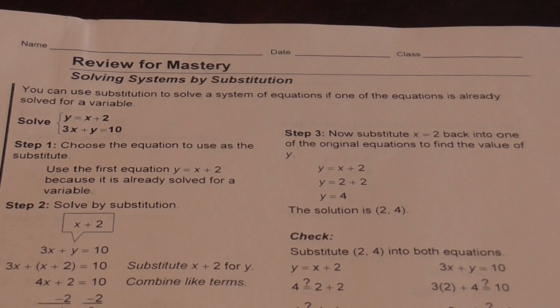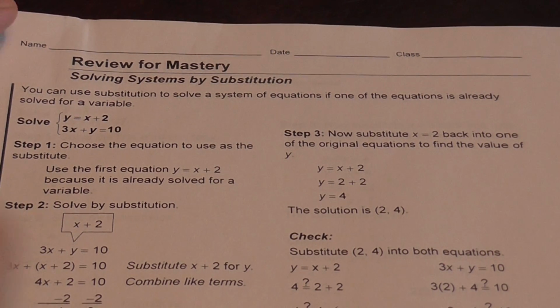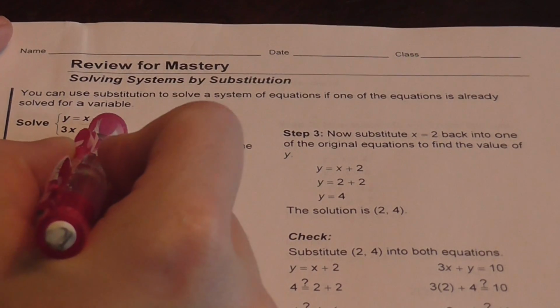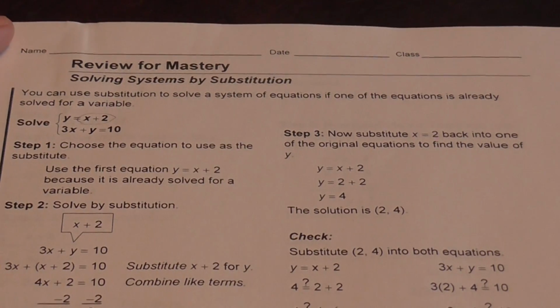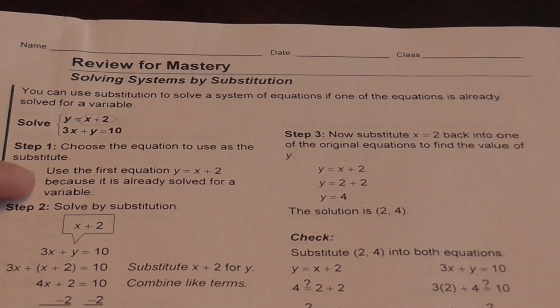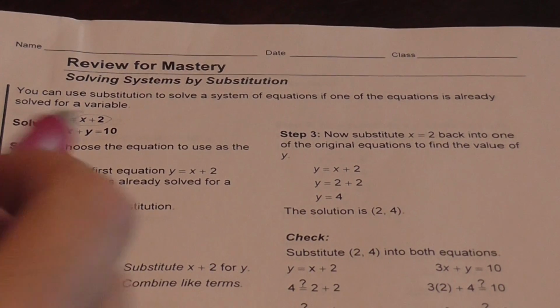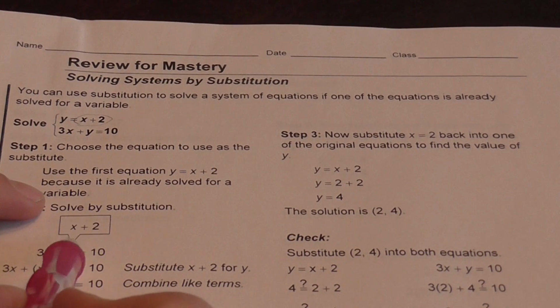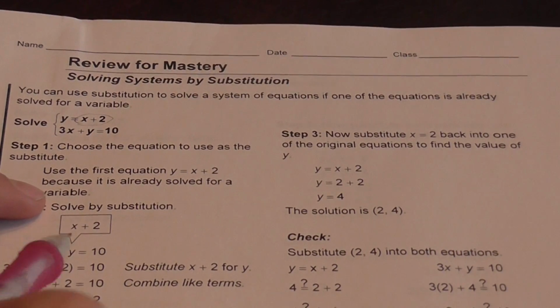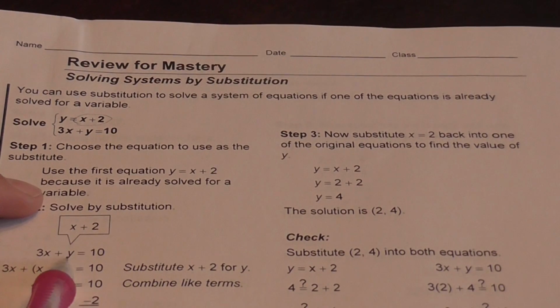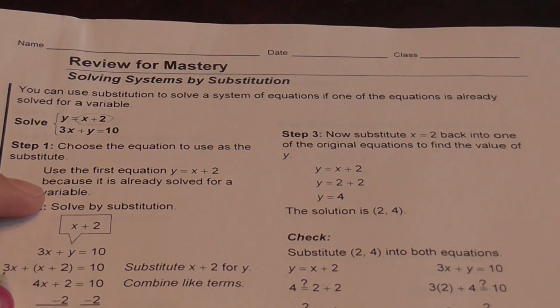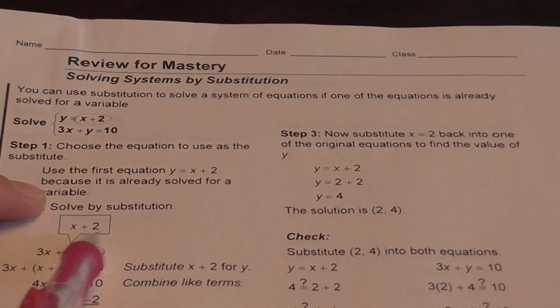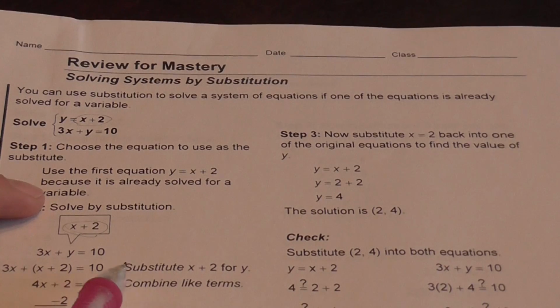So we're going to choose the equation that we're going to use to substitute. Well, if we take a look right here, this already has y equals x plus 2. So it's already solved for a variable, so that's the one we're going to use. So we're going to solve by substituting the x plus 2 into that y value. So if you see on the first line we have 3x plus y equals 10. On the very next line we have 3x plus, there it is, x plus 2 equals 10.